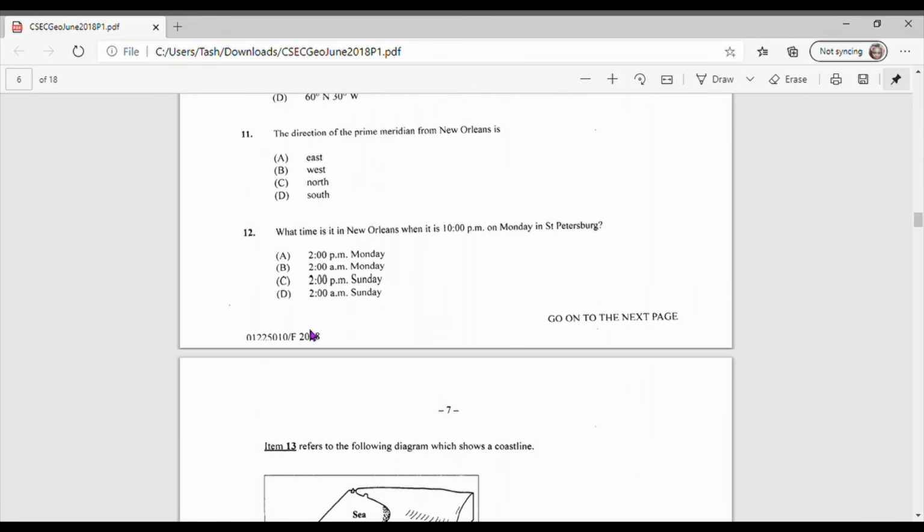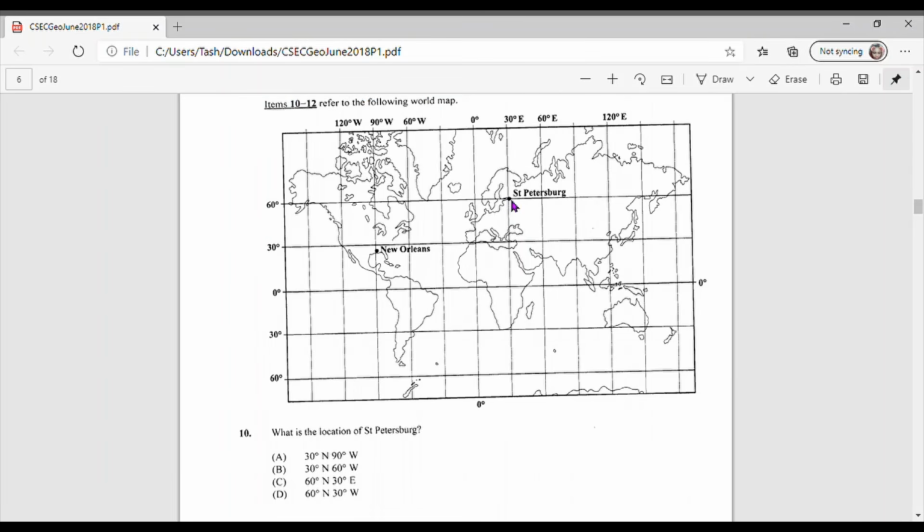Number 12, what time is it in New Orleans when it is 10 p.m. on Monday in St. Petersburg? So it is 10 p.m. here. We are heading back to New Orleans. So we would need to subtract the time. And usually 15 degrees equal 1 hour. Here it is actually 0 to 30 degrees. So we would be subtracting 2 hours.